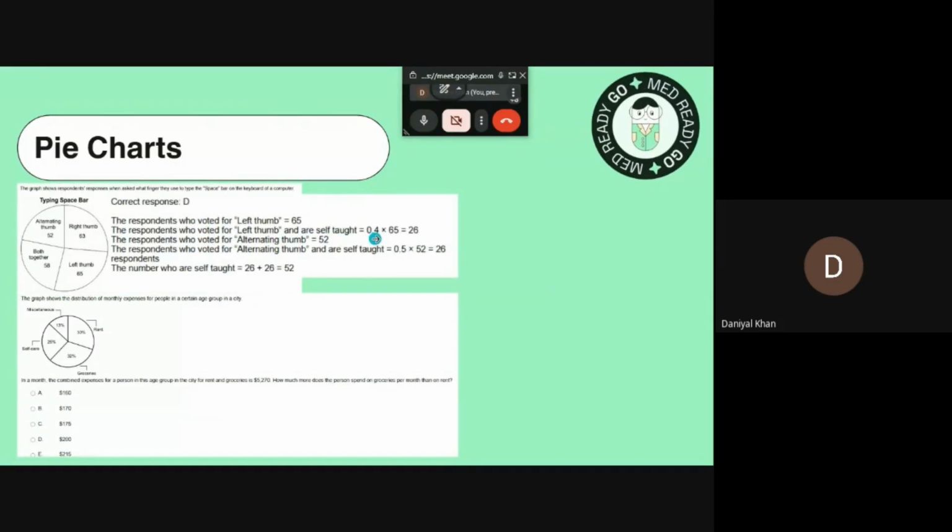So 0.4 times 65 is 26, and 0.5 times 52 is 26, and you get 52 as your answer. So it's really just simple math, as you can see. Obviously, you can have some more complicated questions. And then moving on to the bottom one.